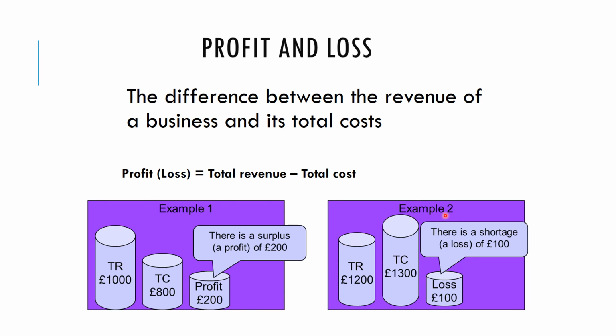In our other example on the right-hand side, example 2, this business is receiving more, £1,200, but its costs are a whopping £1,300. So its costs are higher than its revenues by £100. This would be a negative number. This business has lost £100. Bad news for that business, I'm afraid. So profit or loss is total revenue minus total cost.